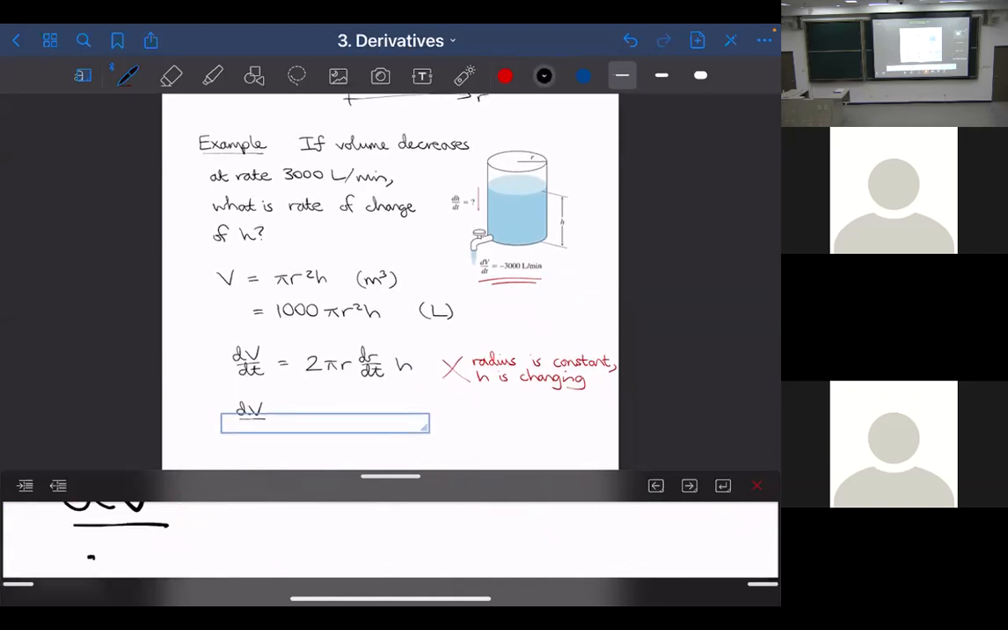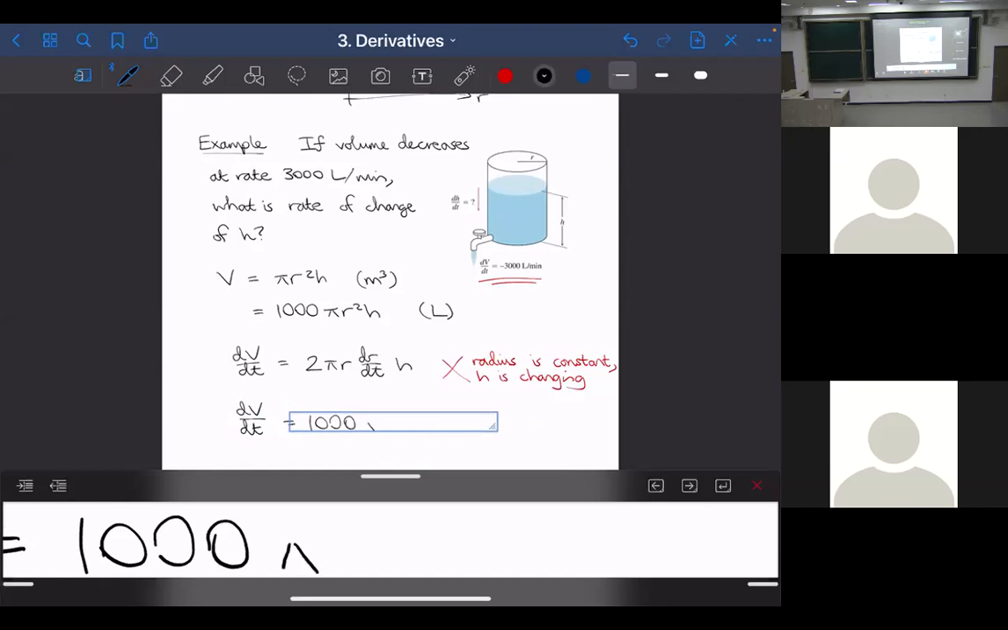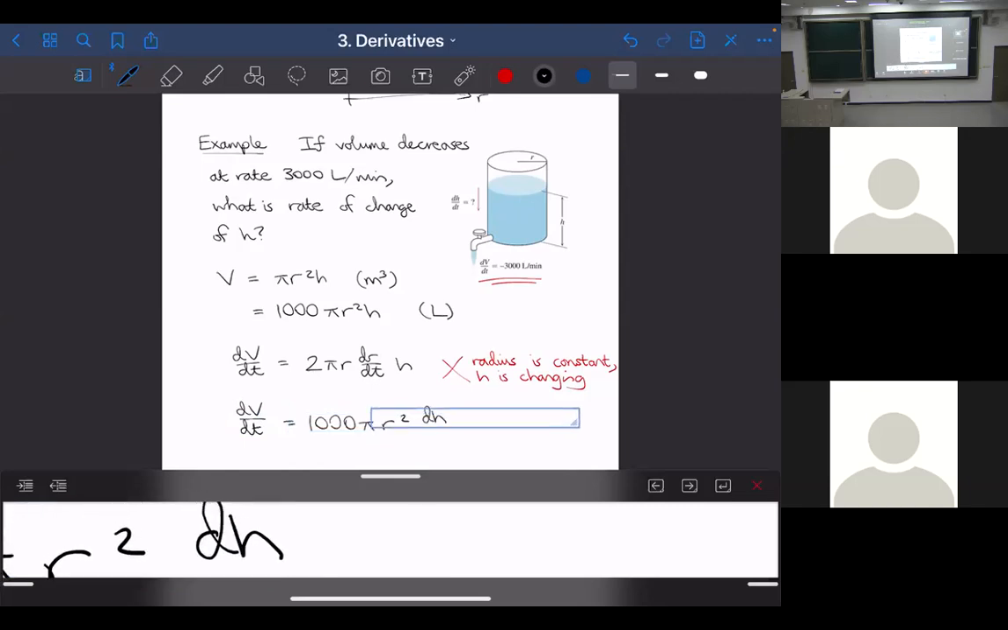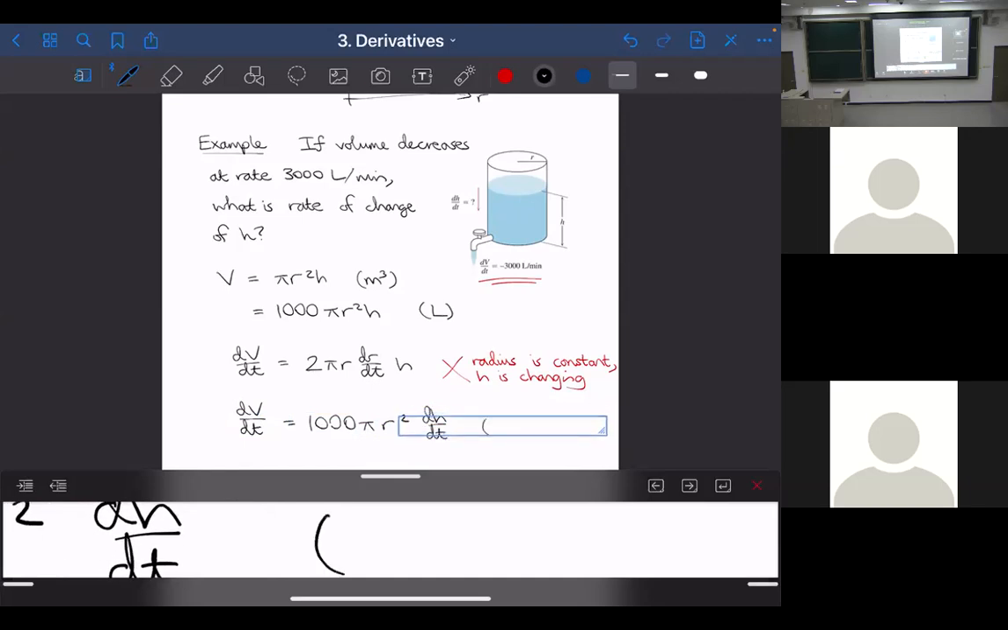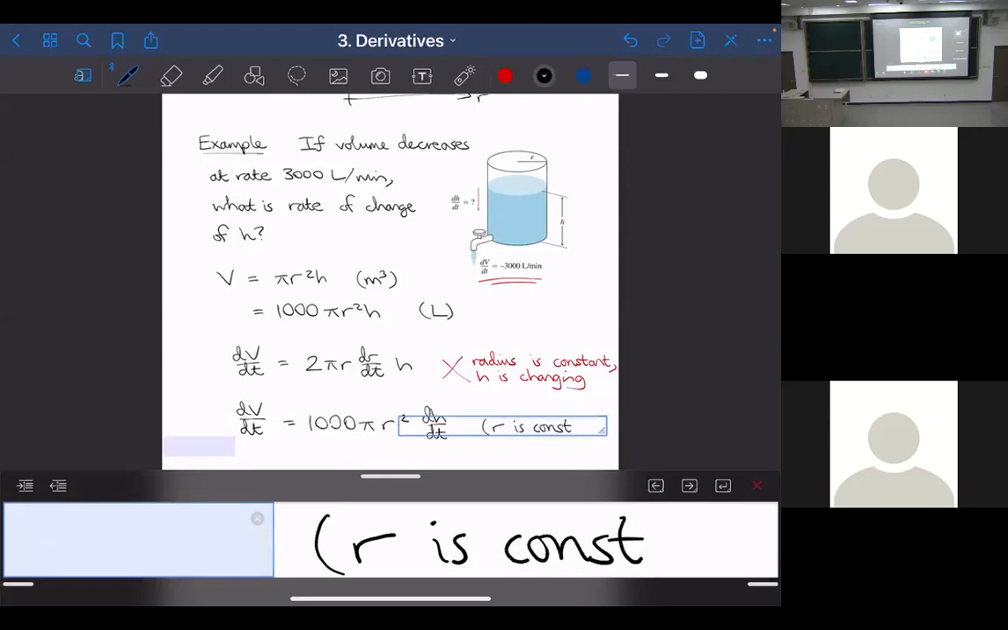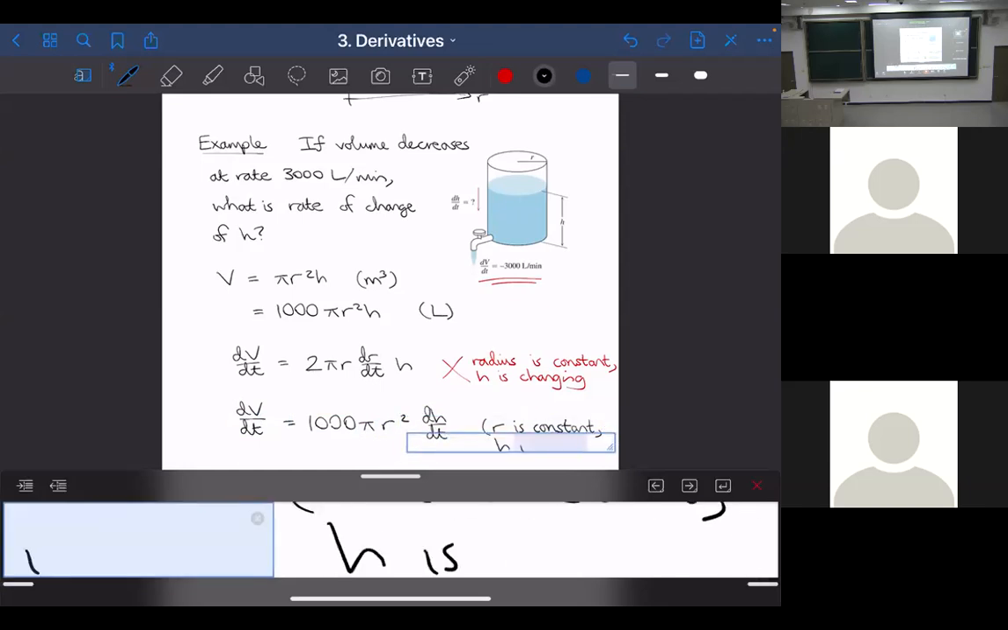So the right answer is that we treat r as a constant. So 1,000 is a constant, pi is a constant, r squared is a constant as well, but h is a function of t. So r is constant, whereas h is a function of t.